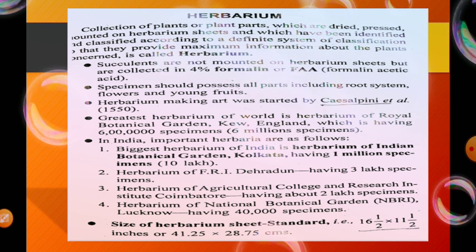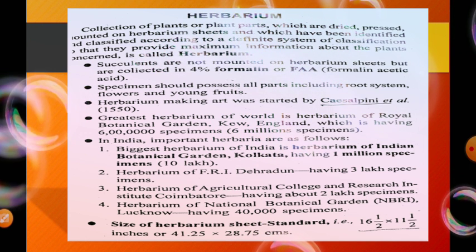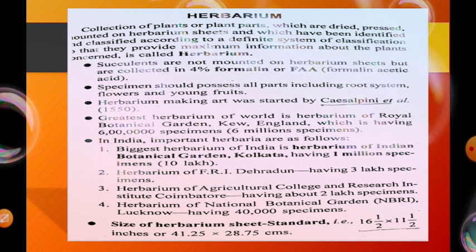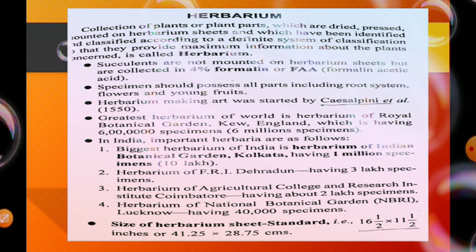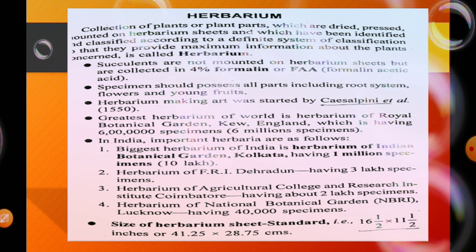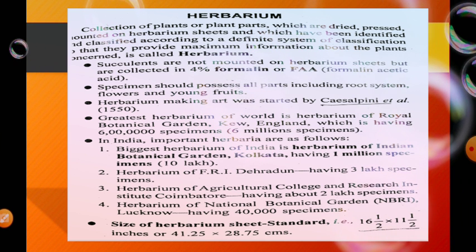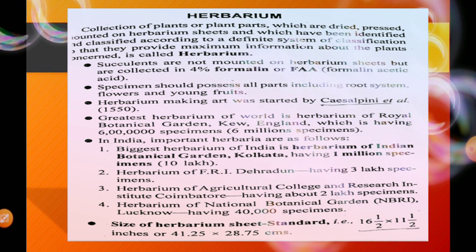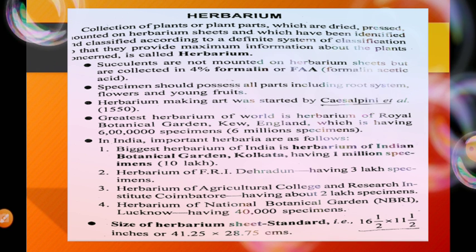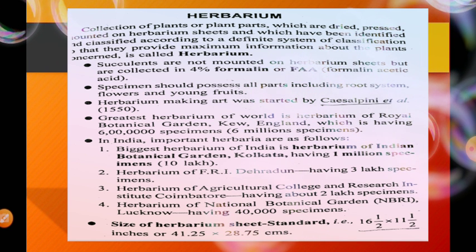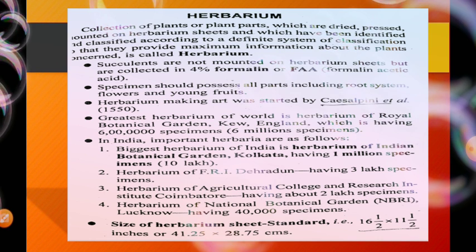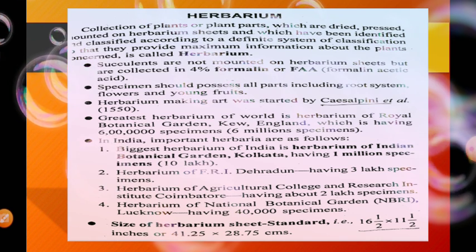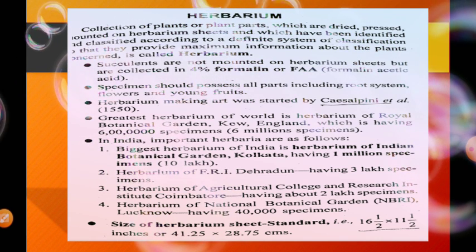So what is a herbarium? A collection of plants or plant parts, any parts like a leaf, flower, or fruit, which are dried, pressed, and mounted on the herbarium sheet. The herbarium sheet is one type of sheet. On that sheet we press, dry, and mount the particular plant part, which may be a flower, some leaf part, or stem part.